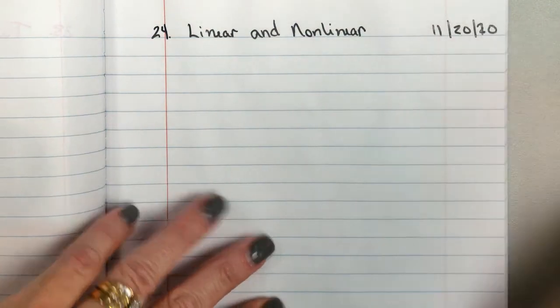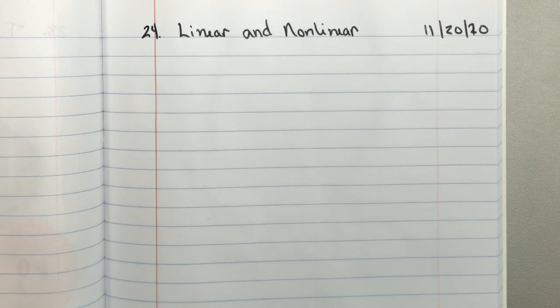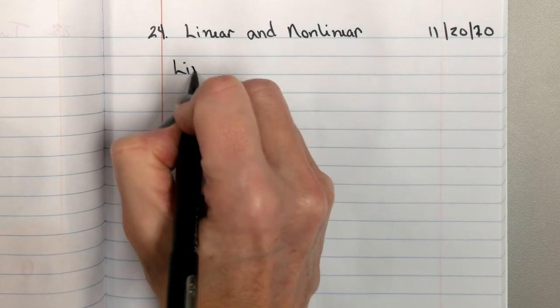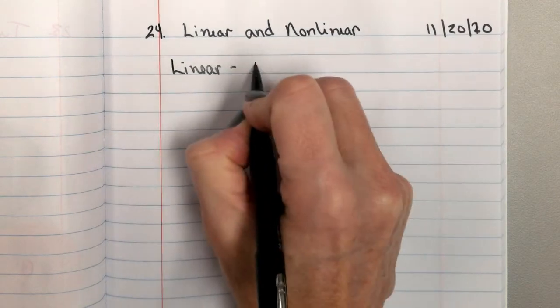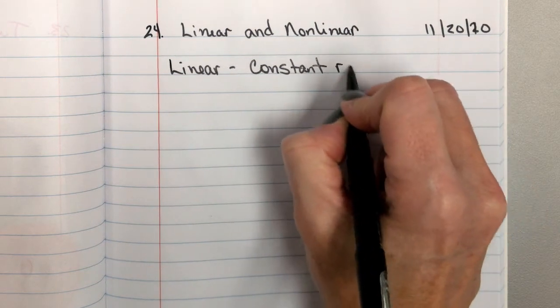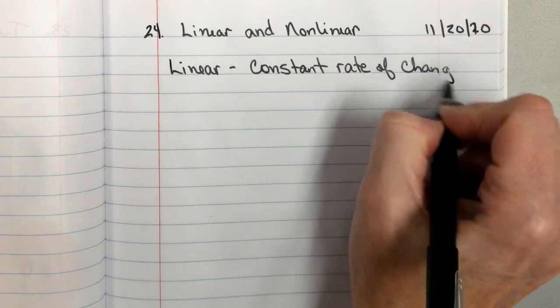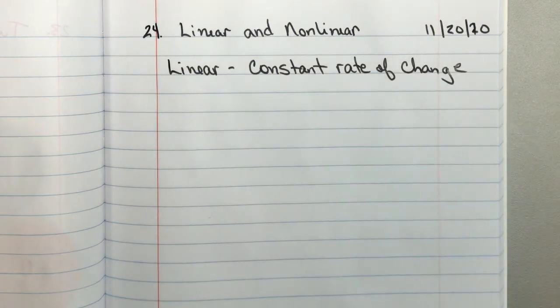Does anybody remember anything from the textbook or workbook pages that you can tell us about linear and nonlinear? All right, Ann. Linear has to have a constant rate of change. All right, so linear has a constant rate of change. Yes, ma'am. Let's write that down. So constant rate of change. That's what makes that straight line.